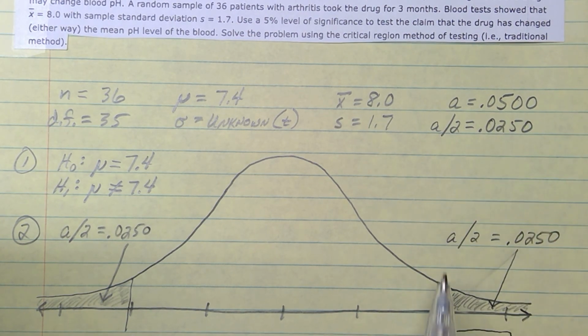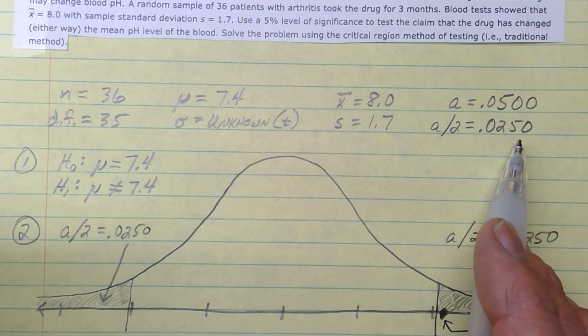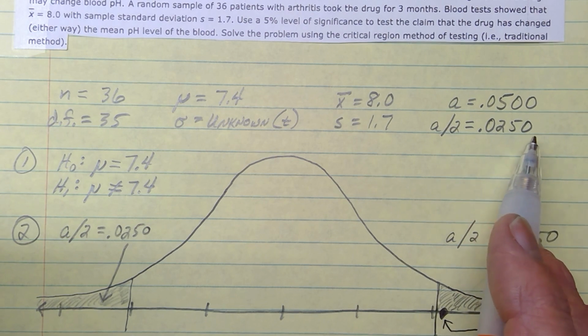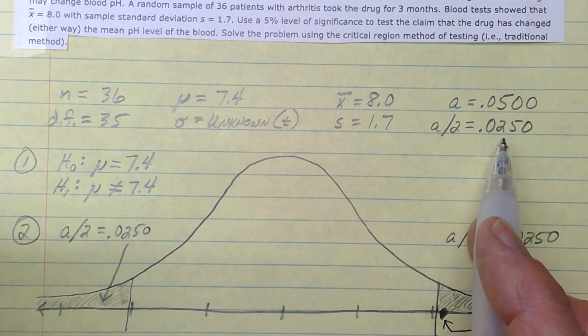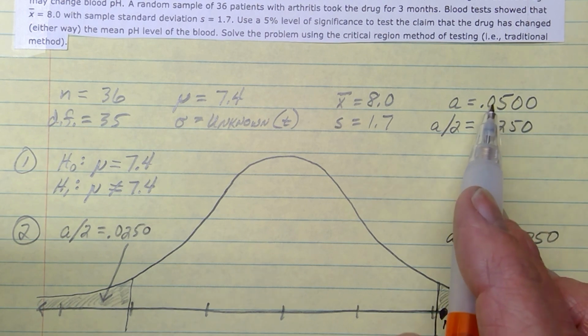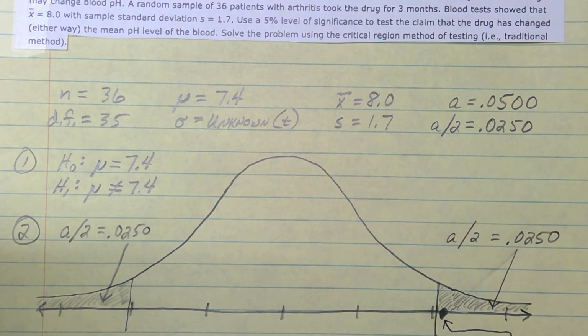I'm going to take the 5%, which is going to be the total shaded area. I'm going to split it in 2 parts and put an equal part here and an equal part there. So that 5% split in half is 0.0250. You can kind of see it here. If you just look at the 500, half of 500 is 250. It kind of makes sense, but you can do it on your calculator. 0.05 divided by 2 will give you this number right here.